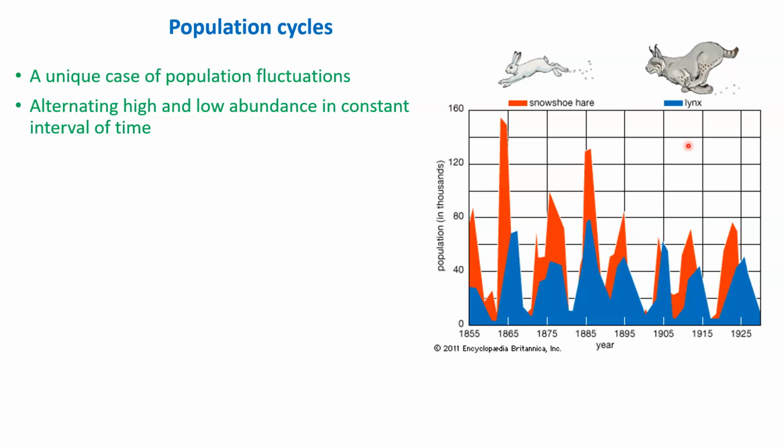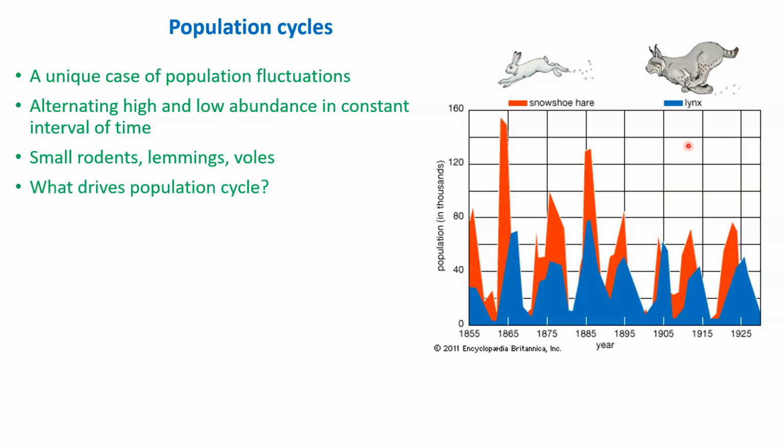Another example that I'm showing you over here, which is much clearer, is the predator-prey interaction between snowshoe hare and the lynx. These kinds of things have been very extensively studied in Canada.